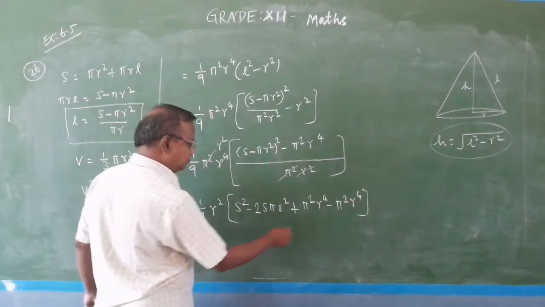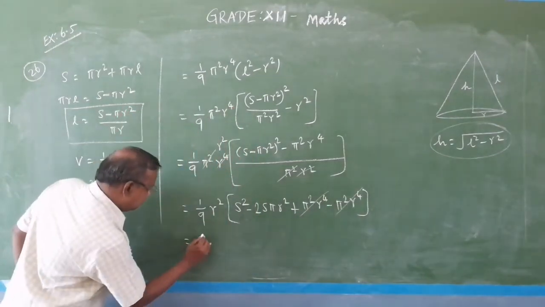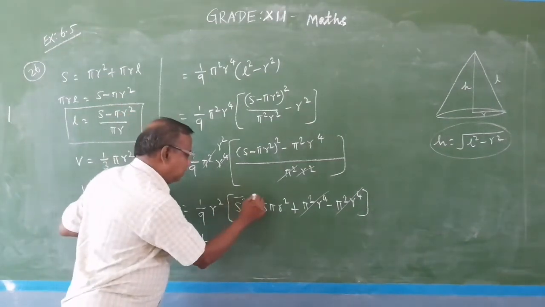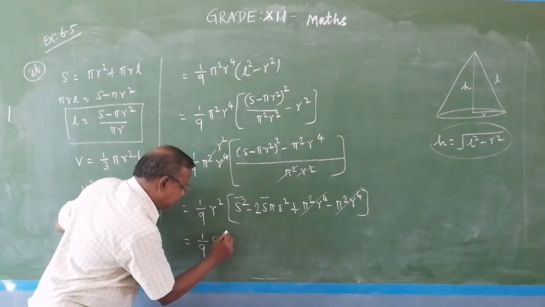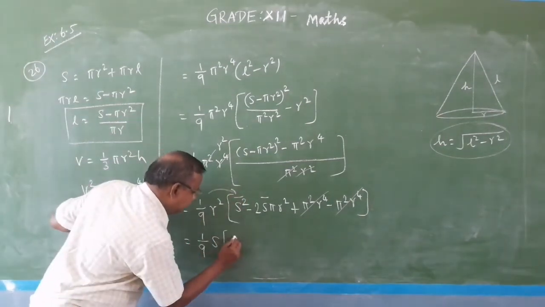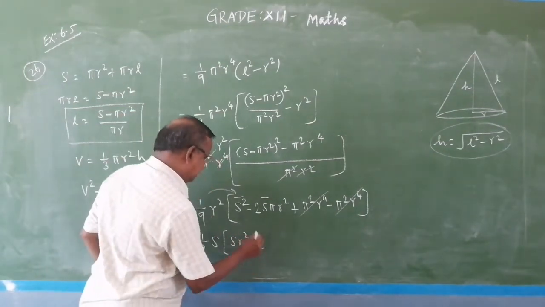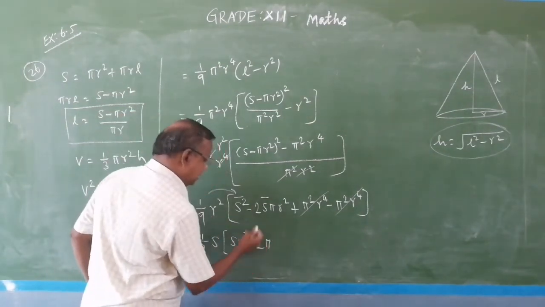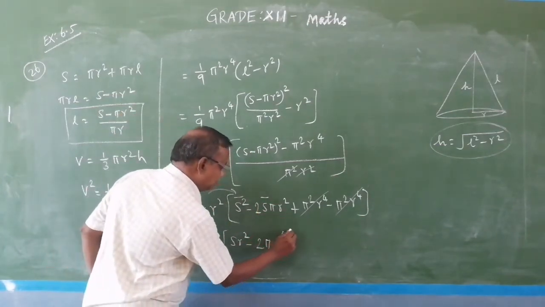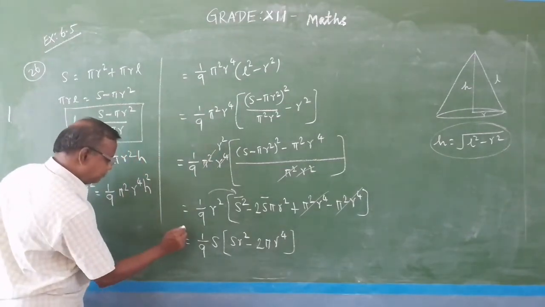Now plus pi square r power 4 minus pi square r power 4 cancels. This is 1 by 9. So take S as common and bring the r square inside, that is S r square minus 2 pi r power 4. So this is V square.